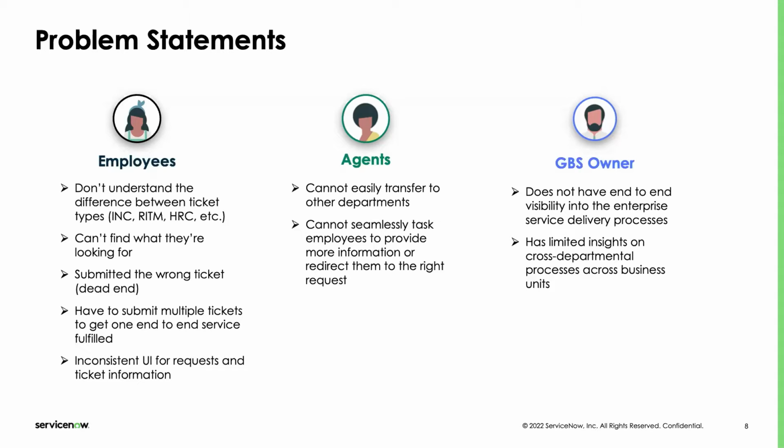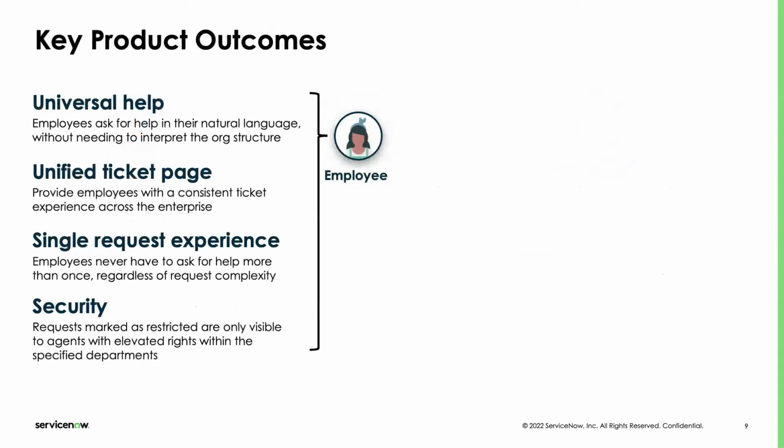So they definitely need a bird's eye view of what's going on. What's the SLA like, right? Are the departments working closely together? Are they having the right kind of tools to collaborate with each other? Because if you don't have anything like that, the GBS owner will also have no visibility as to how the process is going, right? So with this problem statement in mind, what does universal request solve, right?